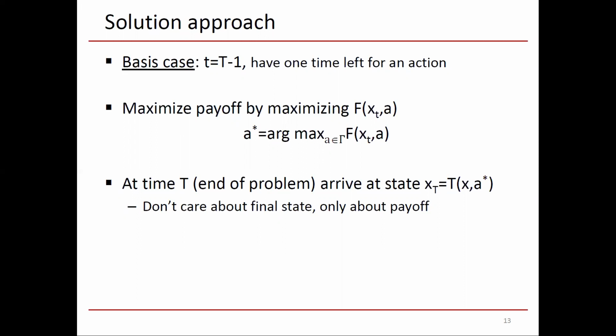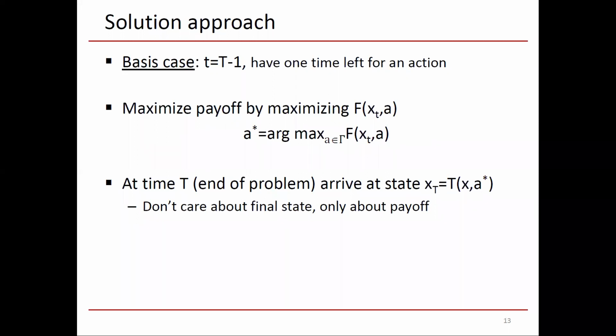And what that means is that we're going to be paying a cost or receiving a utility right now, f(xt, a). And what happens in the future state doesn't matter to us anymore because we're already going to be out of time. So we're going to be maximizing the payoff by maximizing that function f, which is a function of the current state xt with one time step left and the action a. And the optimal a star will be the argmax of the f function.